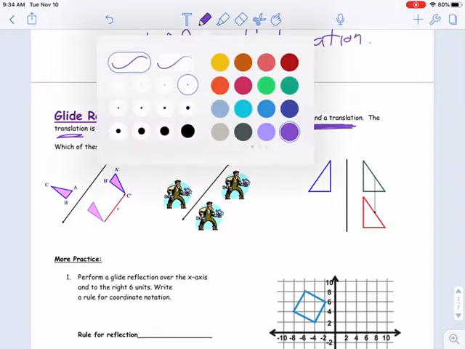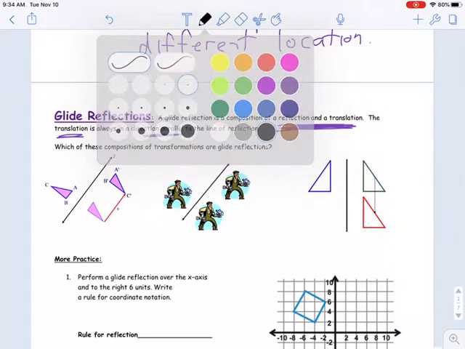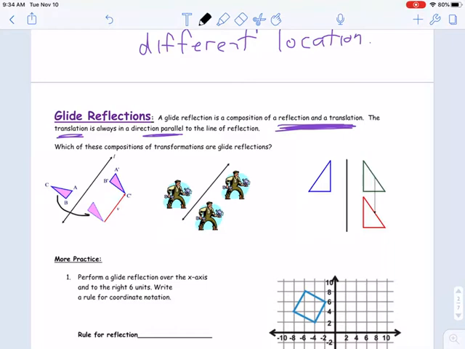So here is a good example. We reflect over here, then we translate parallel to the line. This is a glide reflection. So which of these compositions of transformations are a glide reflection? We'll write yes, this one is.